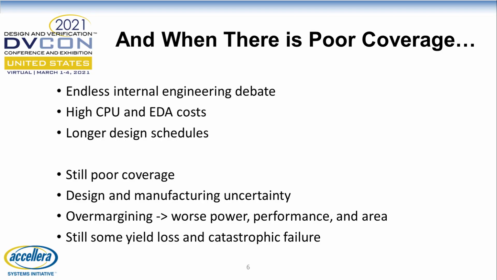Even when we do all the simulations that we can, we still have poor coverage for many other reasons. And so we have to make design decisions under uncertainty, and this leads to over-margining.